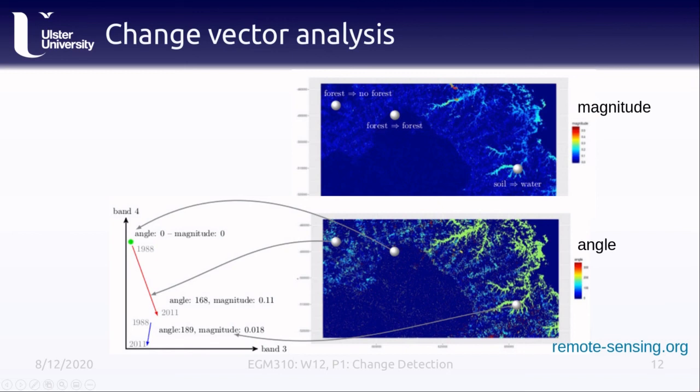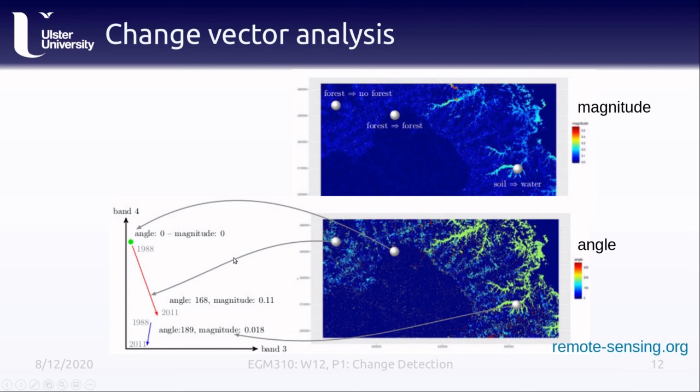As an example, taken from an article on remotesensing.org, we have the change vector magnitude and angle for 2 different images based on the red and near-infrared bands, one from 1988 and the other from 2011.